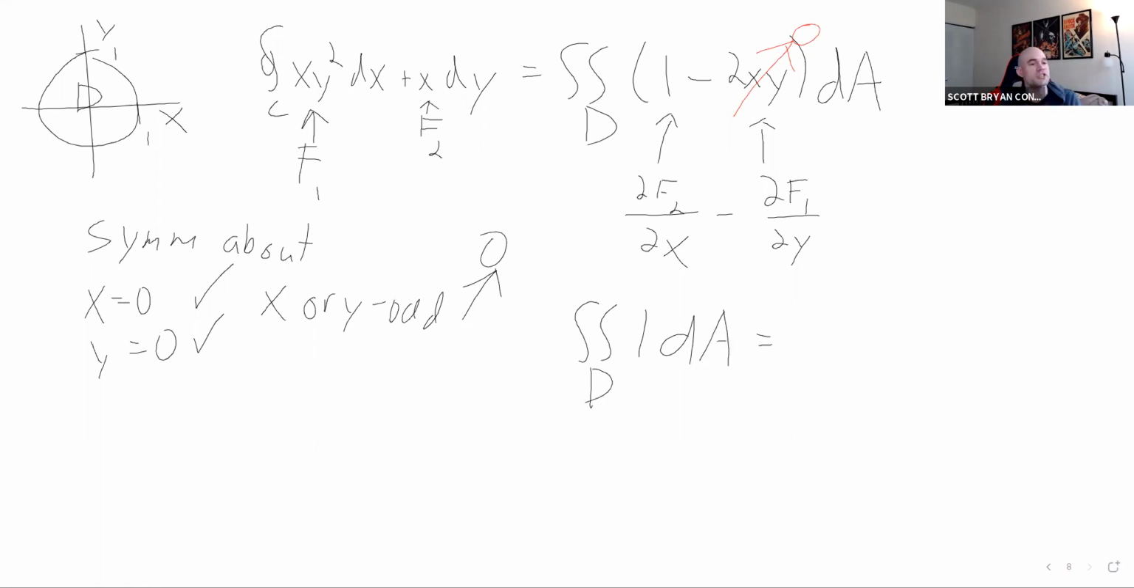by symmetry. So really, we just have the integral over the region D of 1 dA. And what is that? Well, the integral of 1 over the region D with respect to area is, of course, just the area of D. And what's the area of D? The disk of radius 1. Just pi r squared, and the radius is 1. And so we are verified.